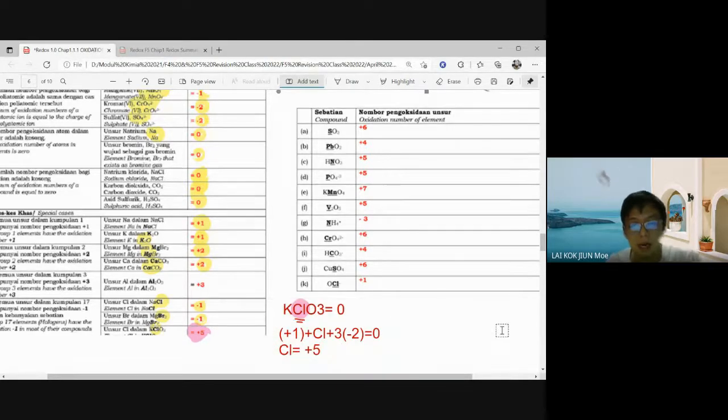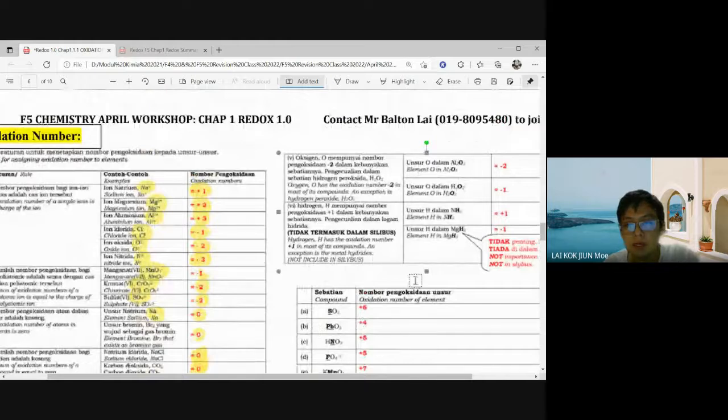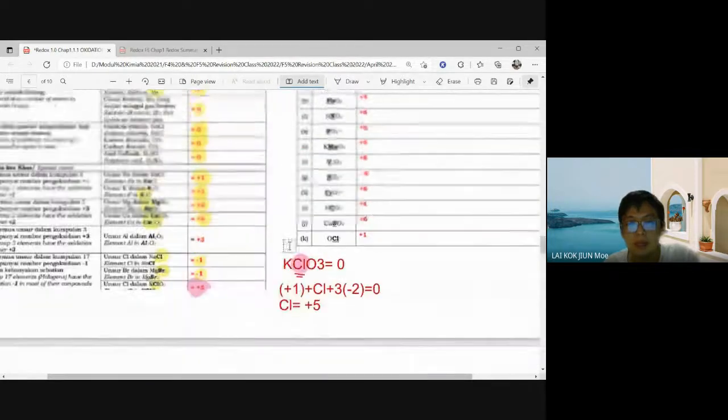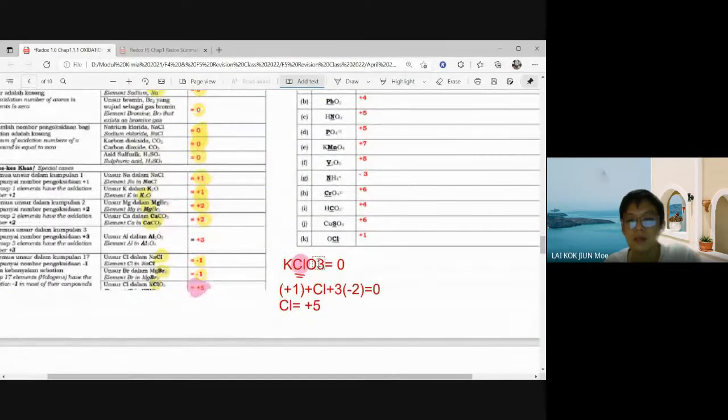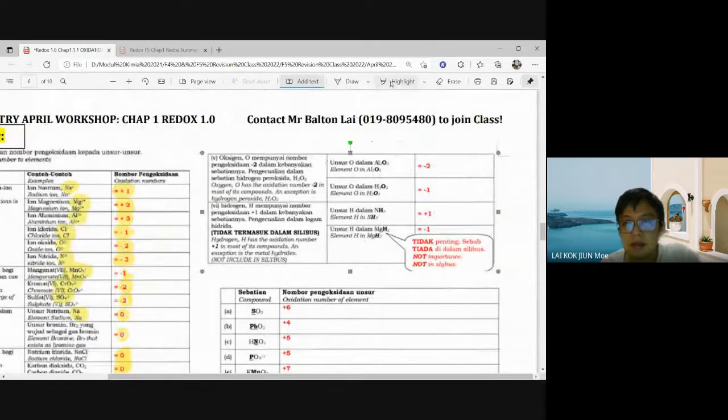This is a method how you determine the charge. So don't worry. Sometimes you don't need to memorize also. You can get from the calculation. Okay, but of course the very common ones must know lah. Kalau you tak pandai yang K dengan O, habis, so tak boleh buat. Faham, Amber? Can, remember?